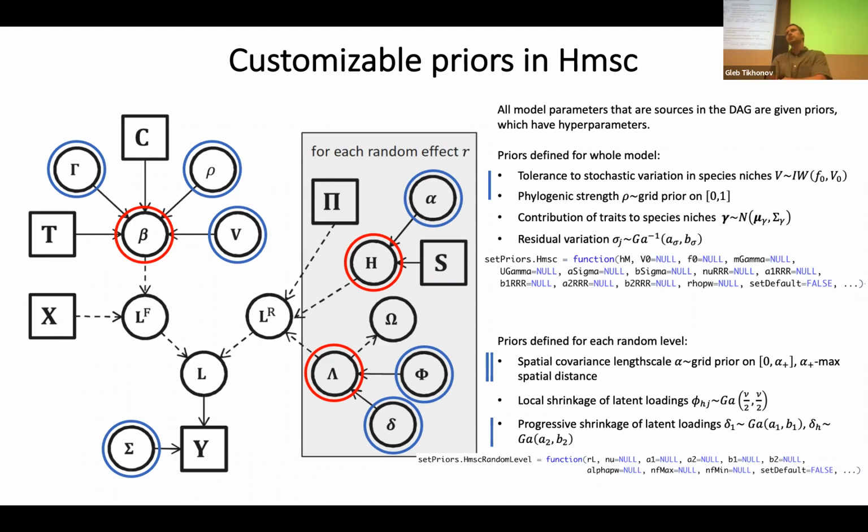So, for example, if you want to be very conservative about testing whether there is any phylogenetic signal in your data, you would need to put more point mass at exactly 0, because that is what is going to be propagating to your posterior once you feed the model and get the posterior.